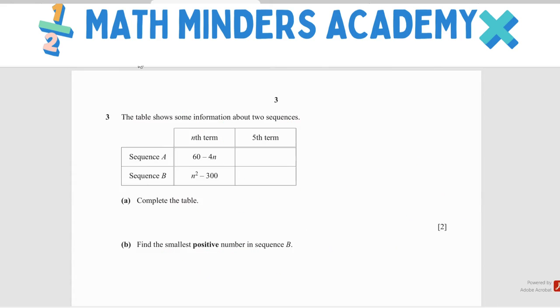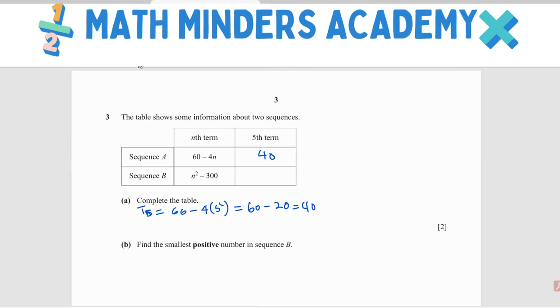Question number 3. The table shows some information about 2 sequences. Okay, here, A says complete the table. We are looking for the 5th term. So that is when n is 5. So we have T5 here. For the first sequence, that sequence A is going to be 60 minus 4 times 5, which is 60 minus 20. Okay, we have 40. So this gives us 40.